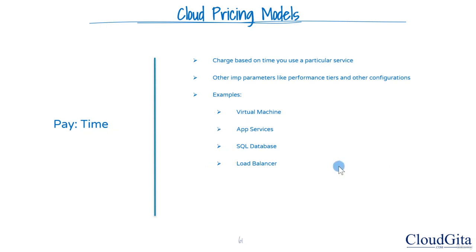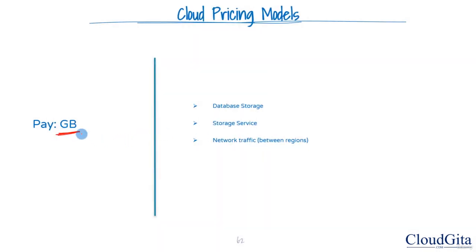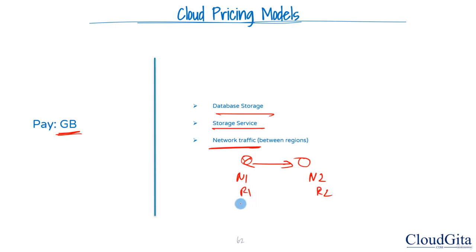That's it. Now there are some services which depend on how much data you are actually storing there, and most of these are storage service and database service, of course. And there's some network traffic also, that is, how much data is moving between different networks. So you have network 1, you have network 2, and this may be in region 1, this may be in region 2. So this may be, for example, in USA, this may be, for example, in India. How much data you are moving from one region to the other, you have to pay for that. How much data you are storing in storage service, how much data you are storing in database service, you have to pay for that.